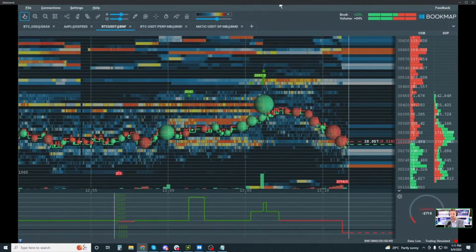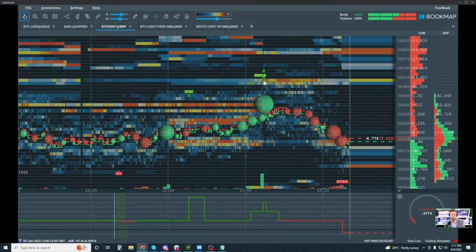So we should see a liquidation point, which we got right there. And we should see the sellers getting off. They got as much liquidity up here as they could. Not enough shorts wanted to short this.